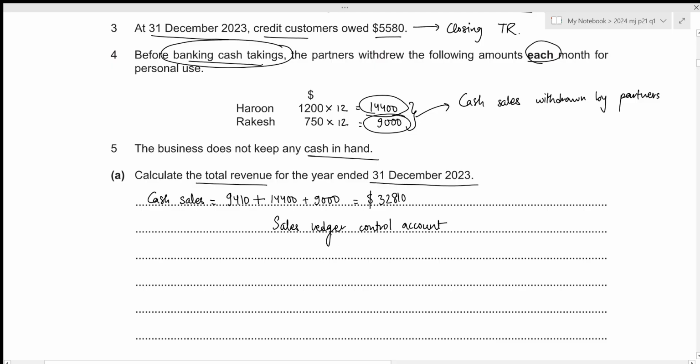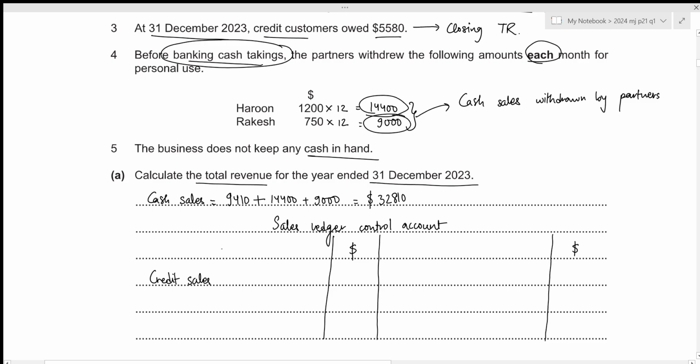And sales ledger control account is equivalent to trade receivables account, which is an asset account. So it means that it will have the opening balance on the debit side. But in this case, we've already acknowledged that this is the first year of operation for this partnership, which means that there will be no opening balance. So we can just start with the credit sales, which always goes on the debit side for our sales ledger control account. And this is what we're trying to figure out, so it will act as our balancing figure.